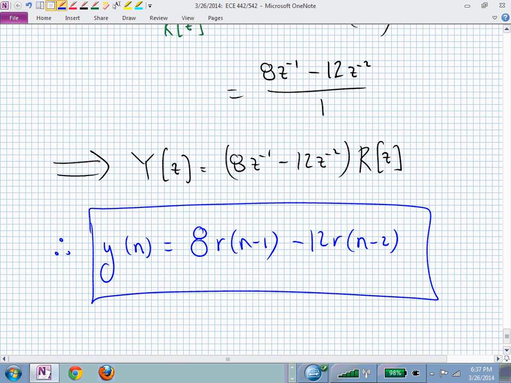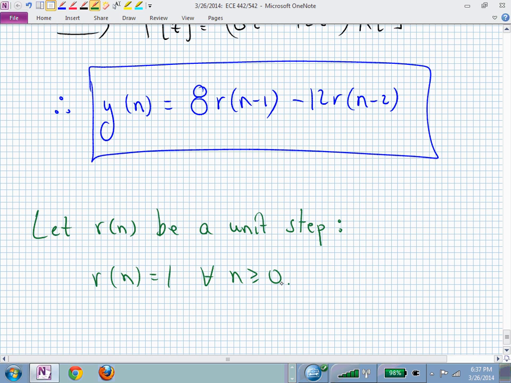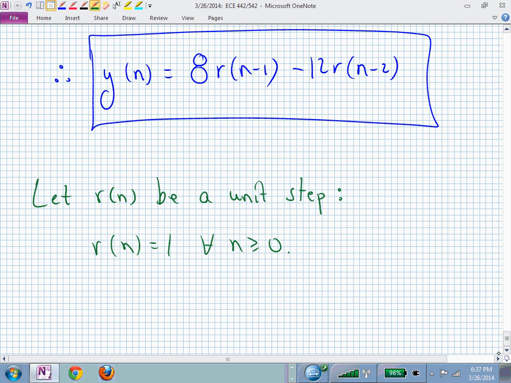If you kick it, we're interested in how it responds. And you know, I hope, that it's going to behave like a deadbeat response. So let's let our input be a unit step, which really just says r of n is equal to 1 for all n greater than or equal to 0. That's a unit step.